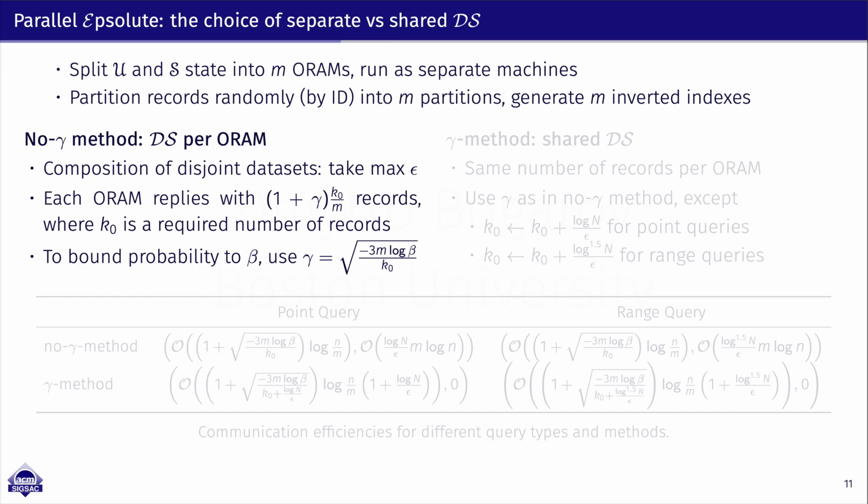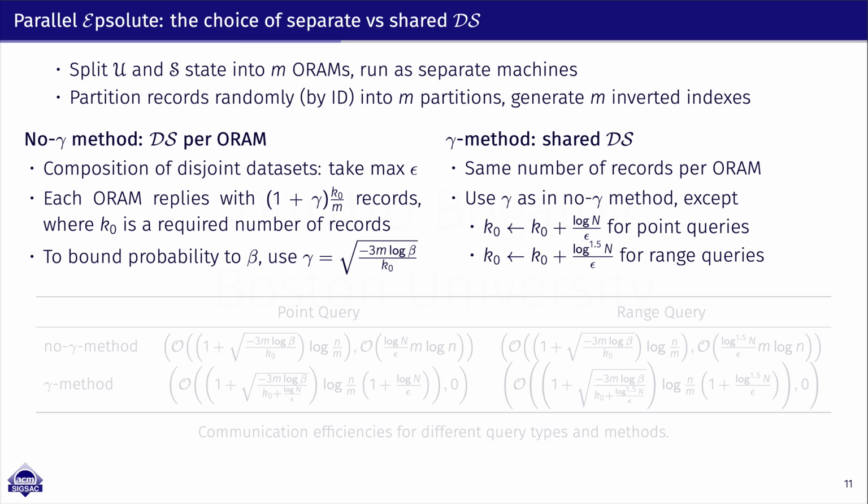There is a choice of how to handle DS, and we propose two methods. We generate a DS per ORAM. We will need to take the worst privacy budget according to the composition theorem. We cannot assume that the records will spread uniformly, so we add even more fake records. We then bound this increase to the probability of failure beta. We can do so analytically.